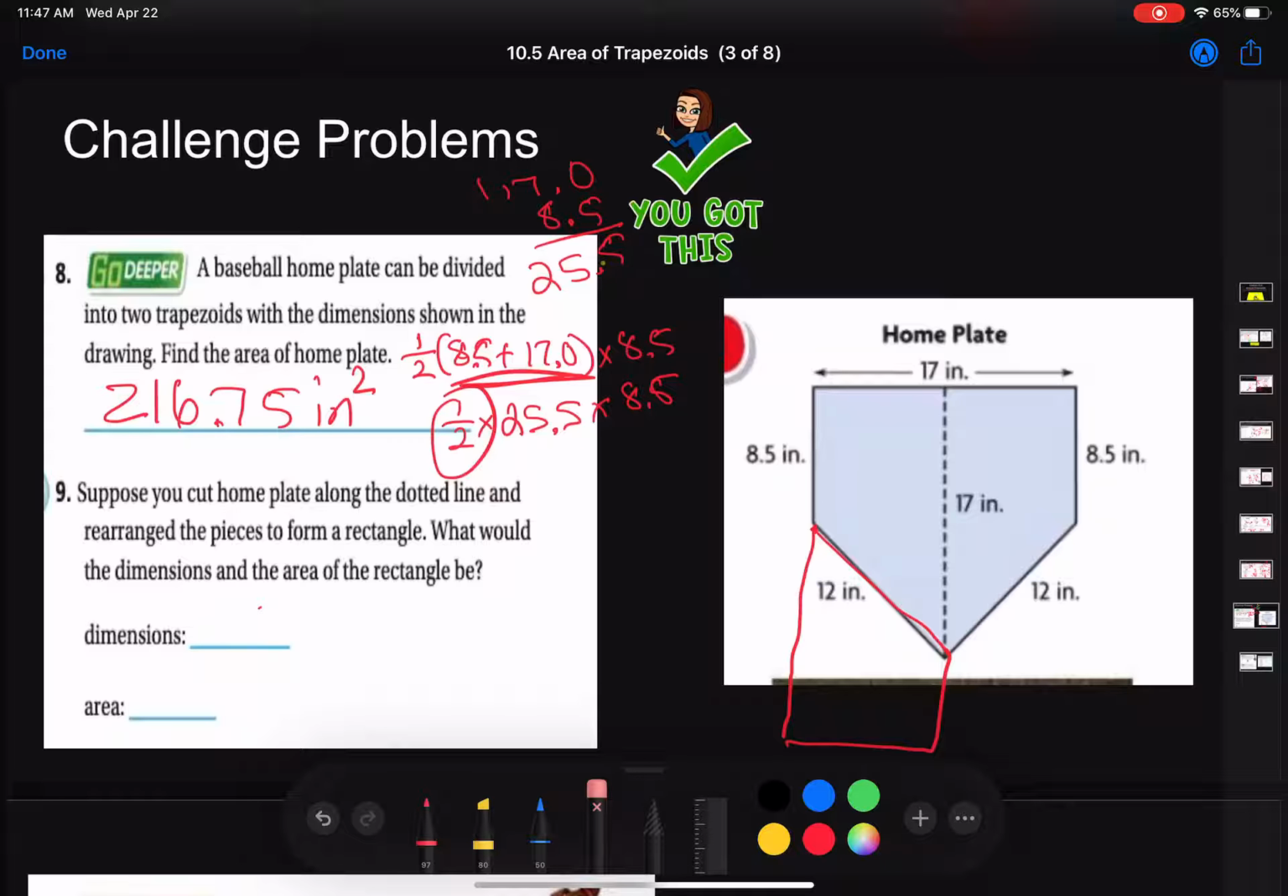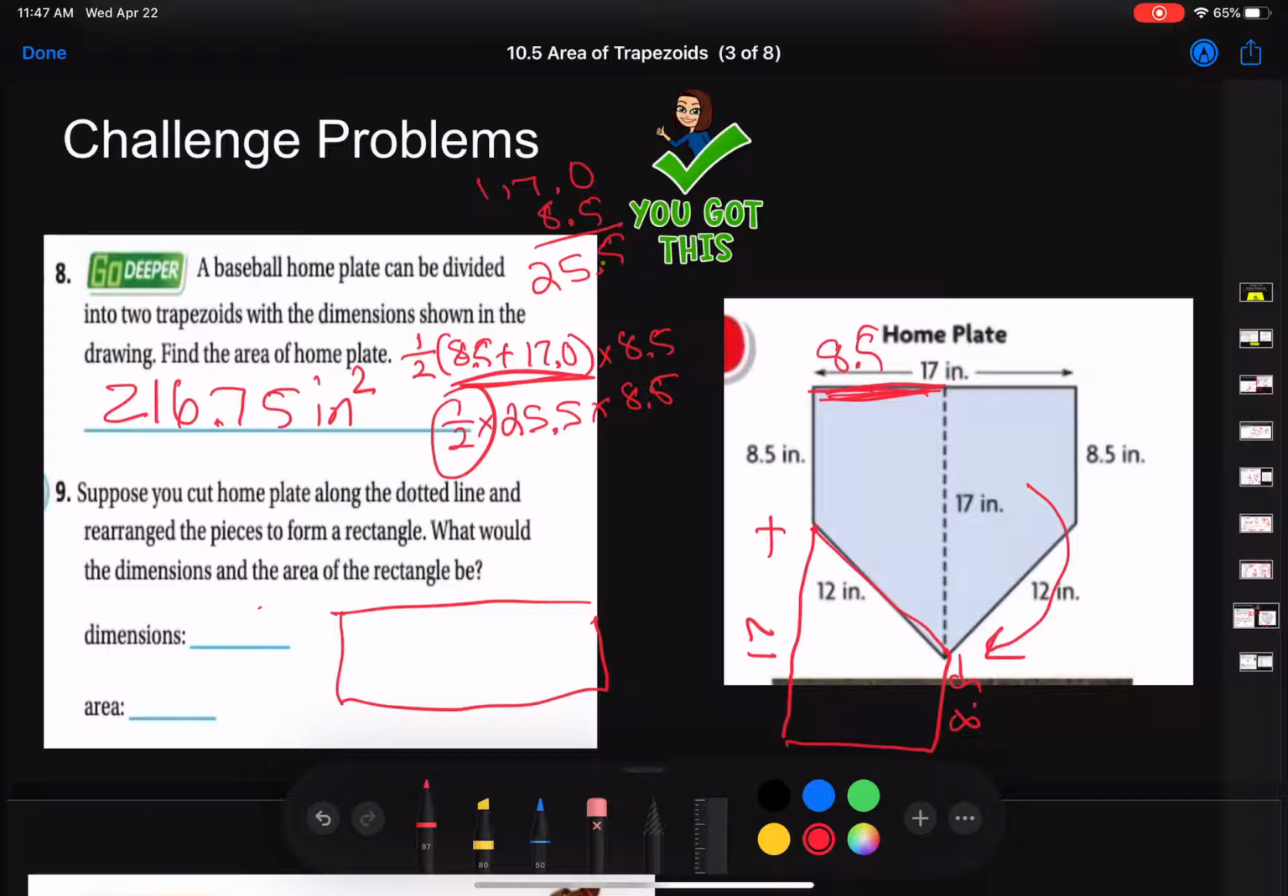Okay, so if I put it together, I just took this one and I moved it. So now this is 17, and here's my 8.5, and then of course my height is going to be 8.5 as well, because half of 17 is 8.5. So look, this is what my rectangle looks like. So the dimensions, I'll get to that in just a sec.